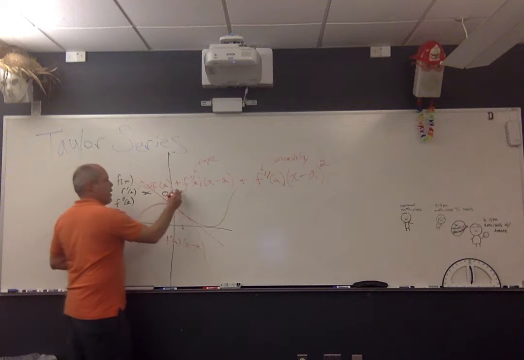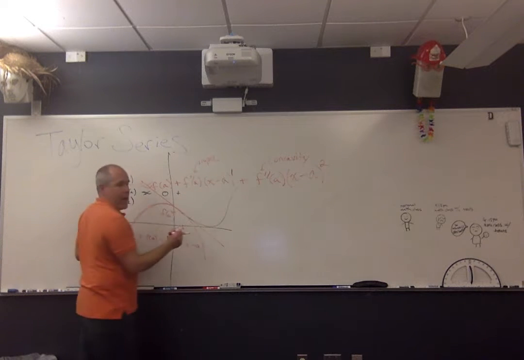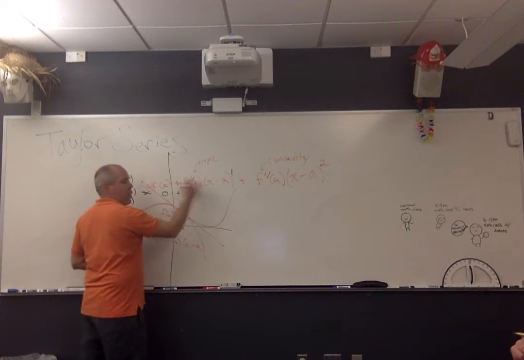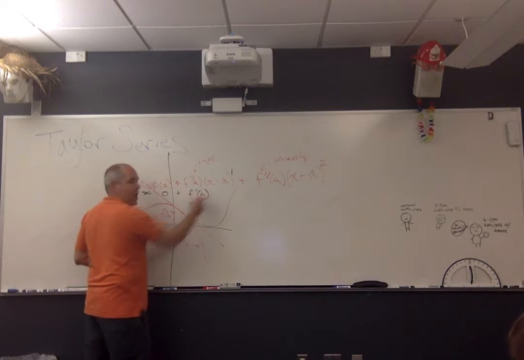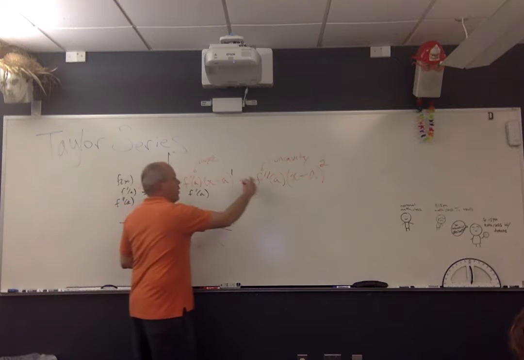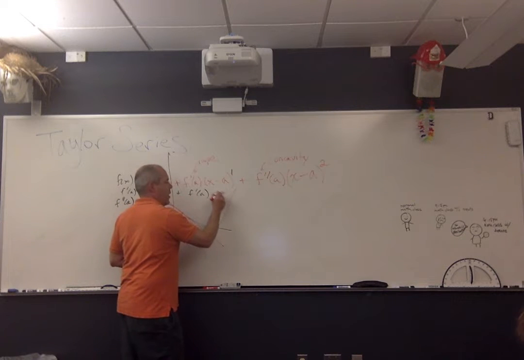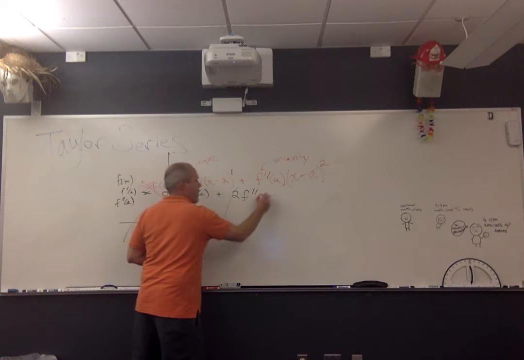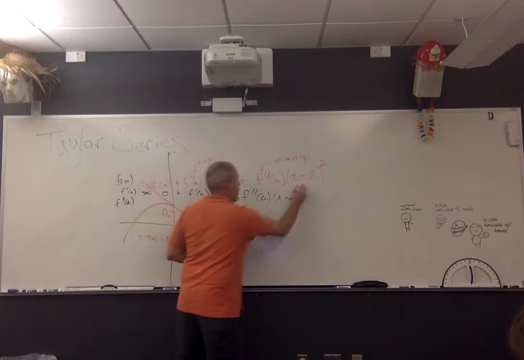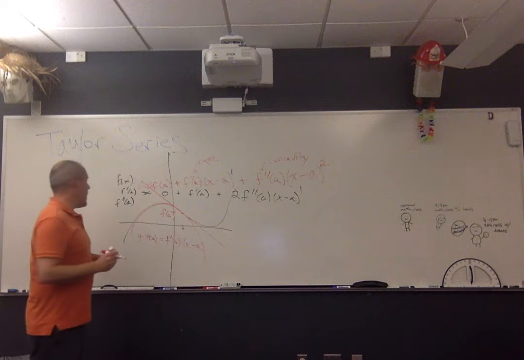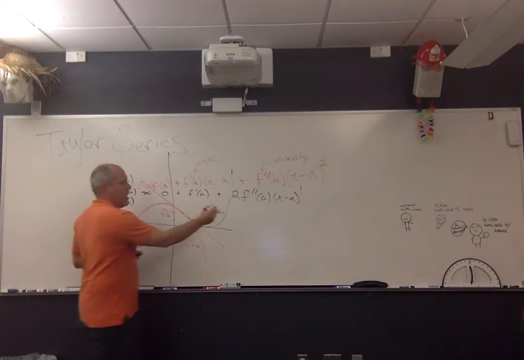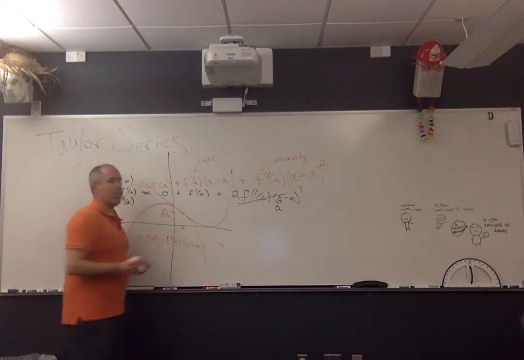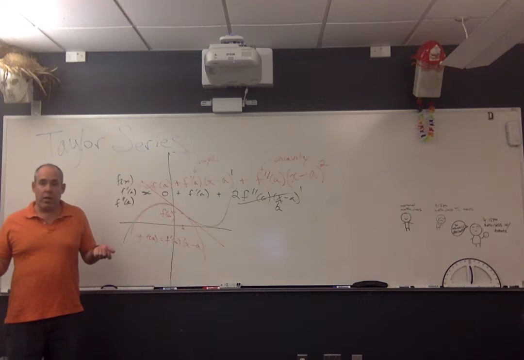And then the derivative of this term, to the first power, would just be the coefficient, which would be f prime of a. And then over here, the derivative would be 2 f prime prime of a times x minus a to the first, wouldn't it? And then if I plugged in a, this becomes 0, and now my slope matches. Great. That's what we wanted.